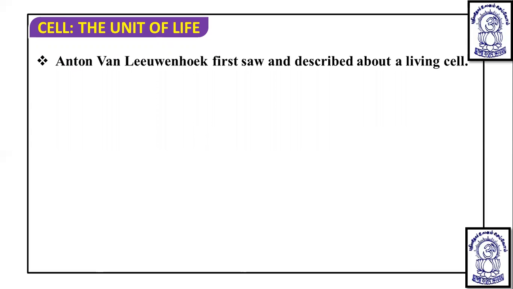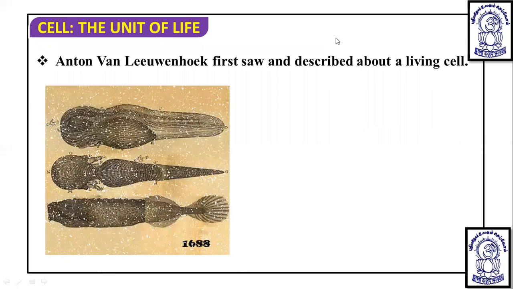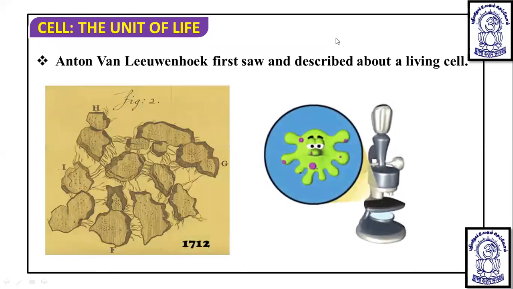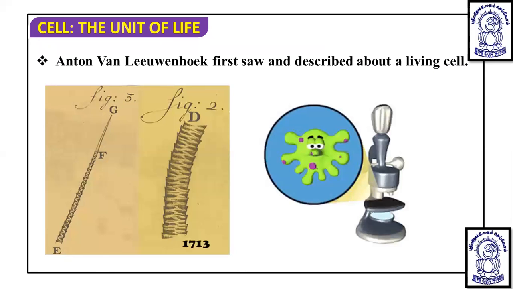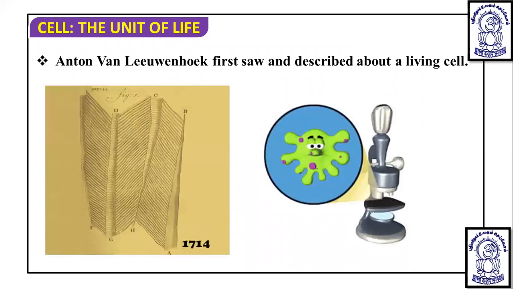So now, in the discovery and study of the cell, one of the important names of the scientists is Antony van Leeuwenhoek. He was the first to see and describe a living cell. This is some diagrammatic representation of the microscope and the images which were developed.